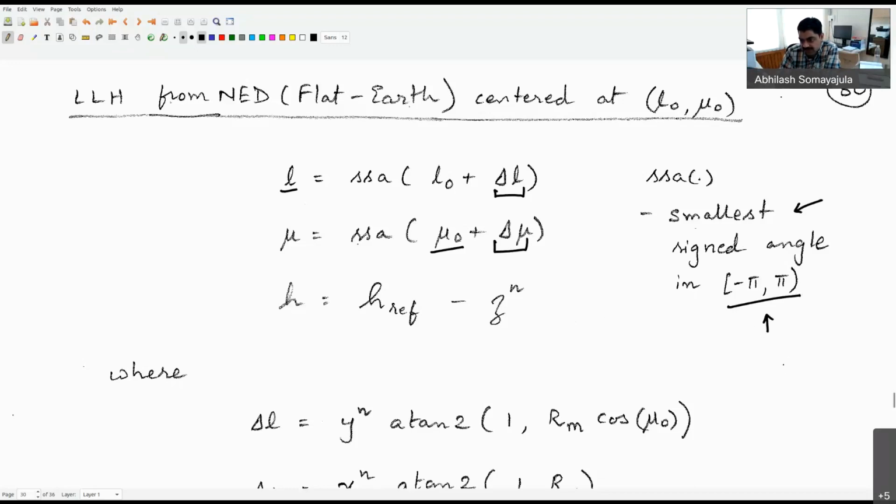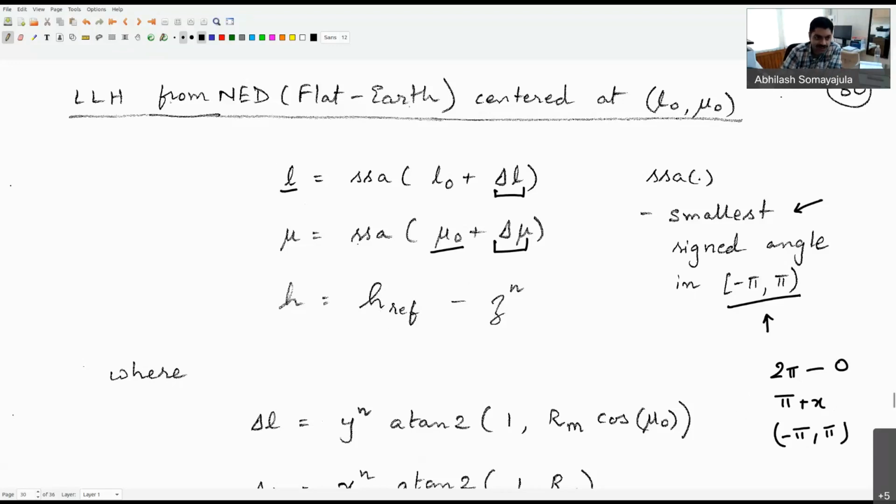I just want to be inside minus pi to pi. So if I have something as 2 pi, I convert that value into 0, or pi plus x, then I simply convert that value into the range minus pi to pi and see where it falls. And the height is taken as the h reference minus the z value.